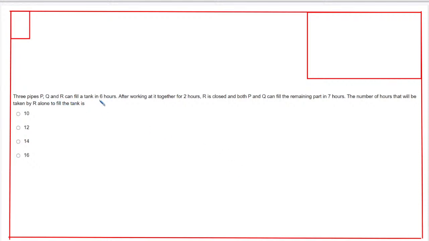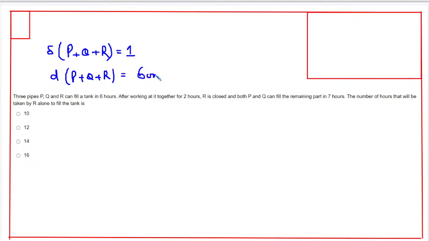Three pipes P, Q, R can fill a tank in 6 hours. So let's assume the speed of P, Q, R is 1. The total work done by P, Q, R is 6 units because the time is 6 hours. After working for 2 hours, R is closed. So they have covered 2 units in 2 hours.